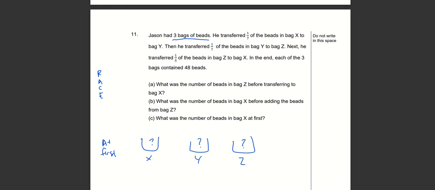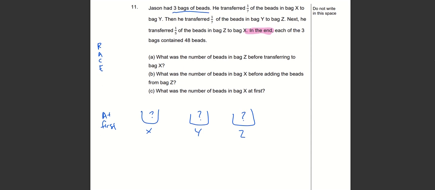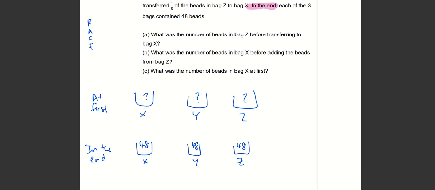there's this in the end. So I don't know at first, but I seem to know that at the end of the story, in the end, it was all X, Y, and Z. They are in the end all the same, 48. So if I can present this information for a start, honestly, not too bad already. You are getting somewhere. I don't know the start, but I know the end.